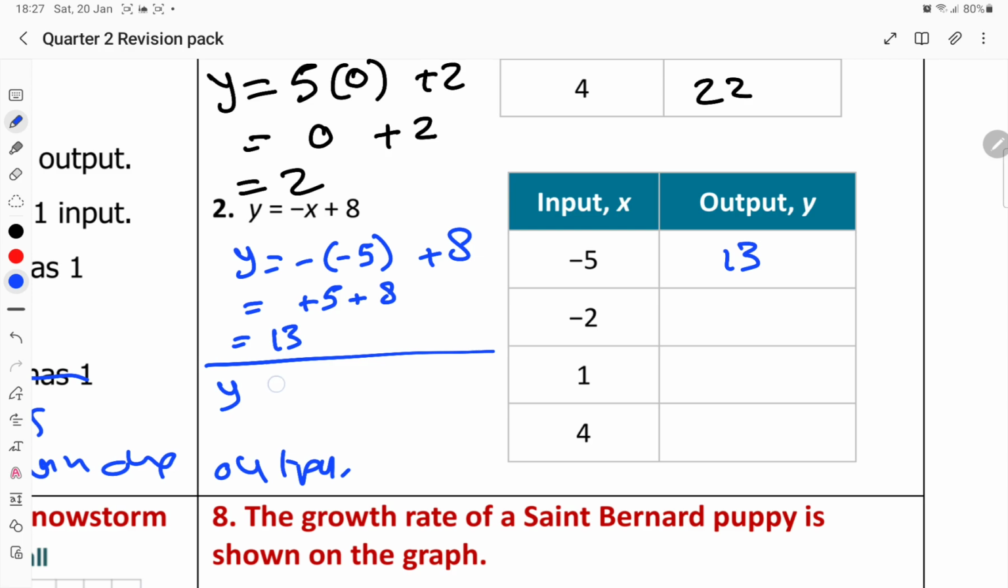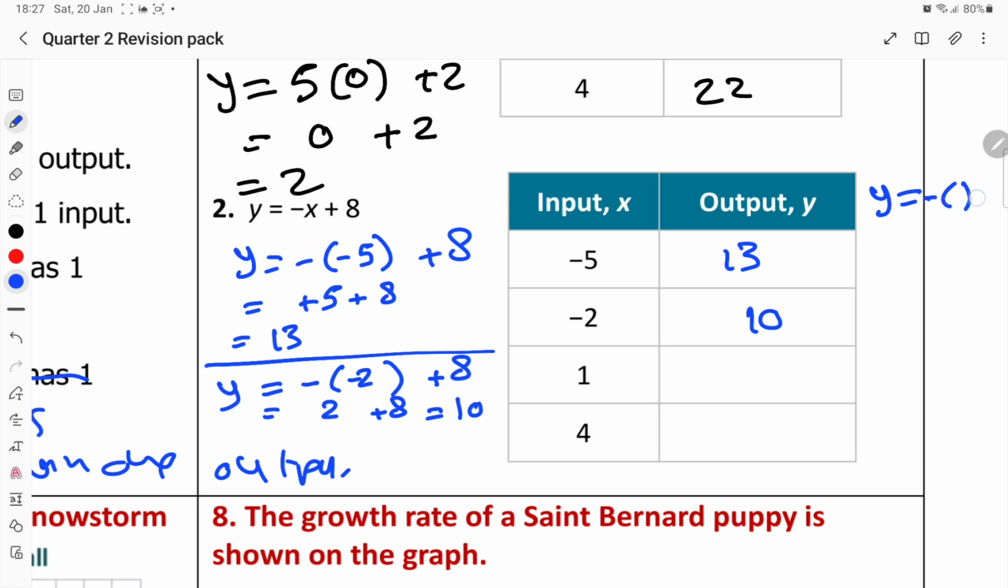Again, y equals negative x plus 8. What is x here? Negative 2. Again, negative and negative, positive. 2 plus 8 is equal to 10. Very good.